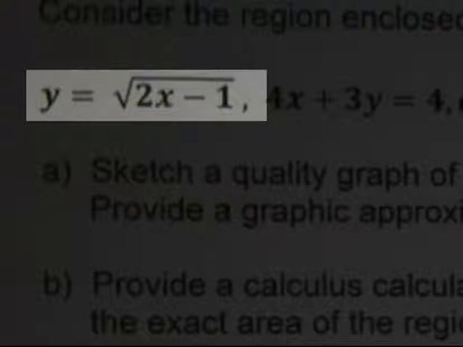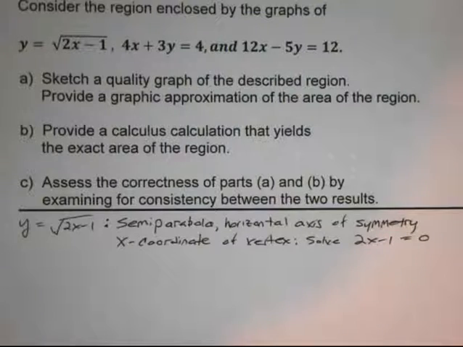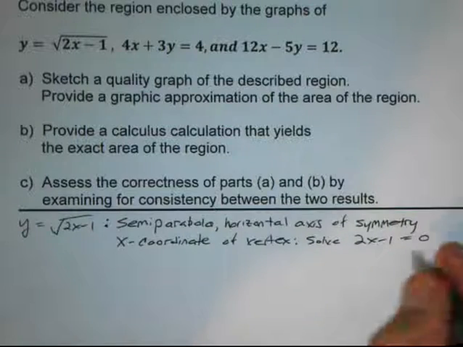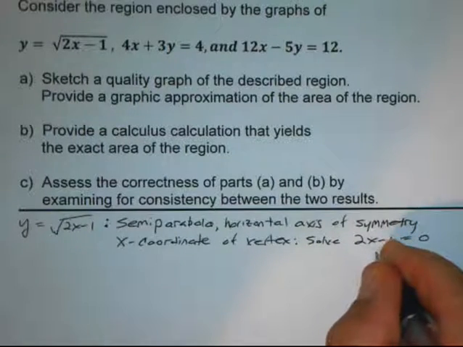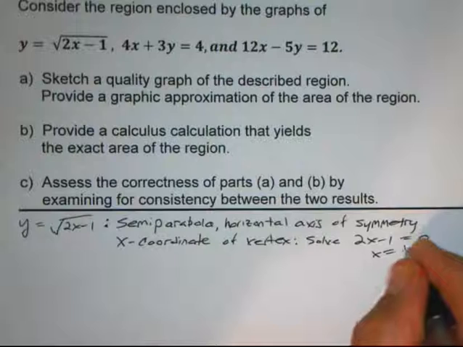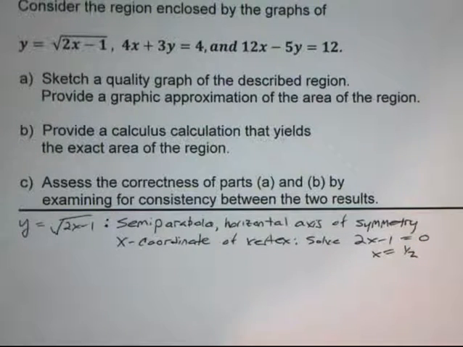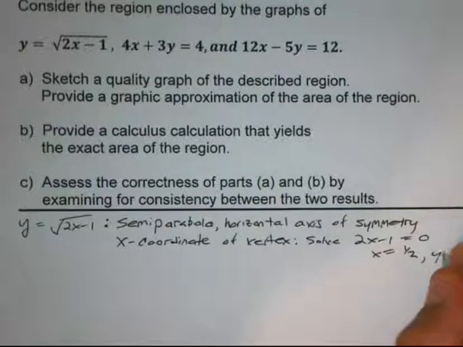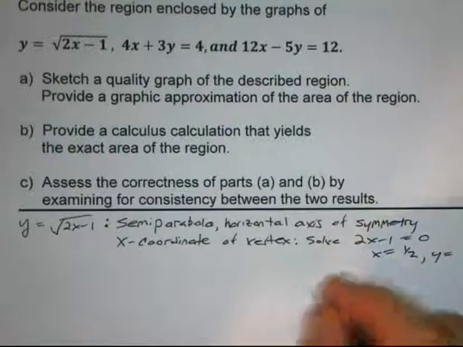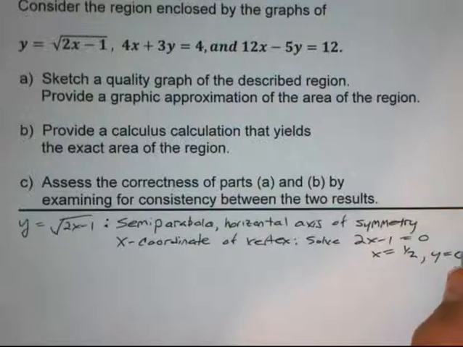Okay, so having thought that, I could go to work here a little bit. Now I need to solve 2x minus 1 equals 0. Real easy, of course. That gives us x equals 1/2. So there's the x-coordinate of the vertex. And the y-coordinate would of course equal 0 in this case, substituting it in.